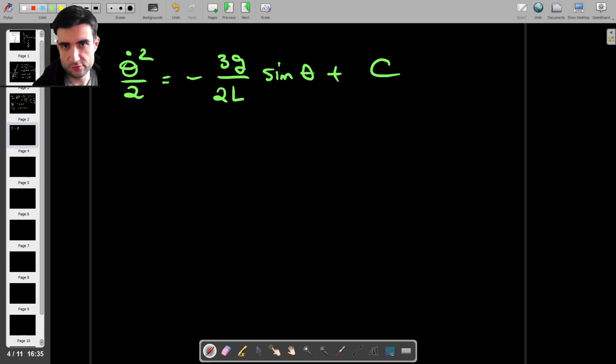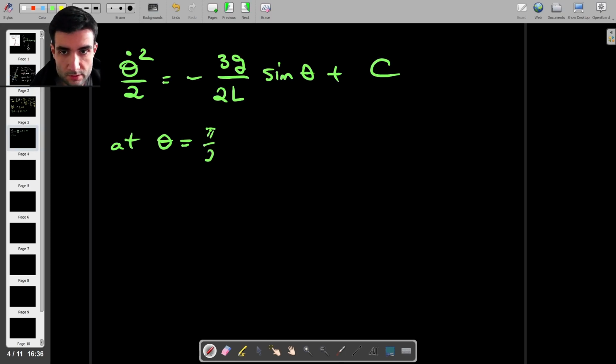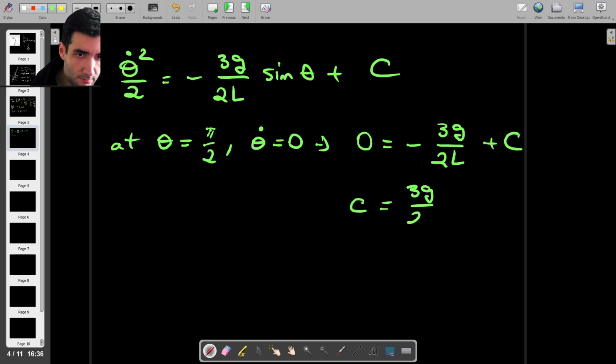So now we have to find the constant of integration, which should be relatively easy. So we know that when this bar was upright, in other words, when theta was pi over 2, theta dot was 0. So we can say that 0 is equal to minus 3g over 2L plus c, which means that c is 3g over 2L.